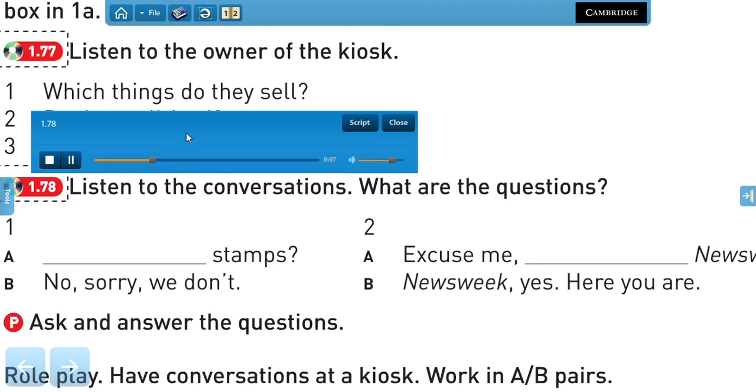Do you sell stamps? No, sorry, we don't. 2, Excuse me, do you have Newsweek? Newsweek? Yes. Here you are.